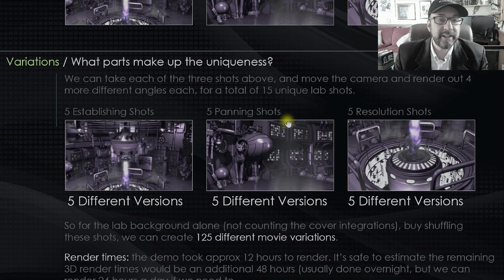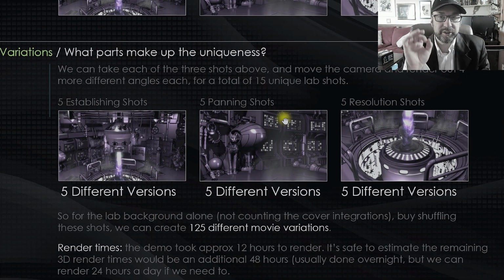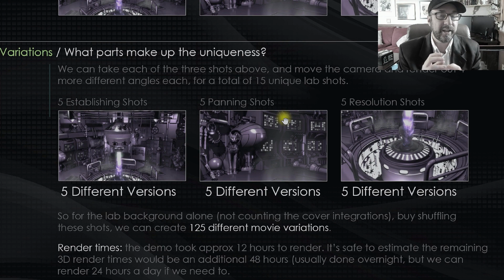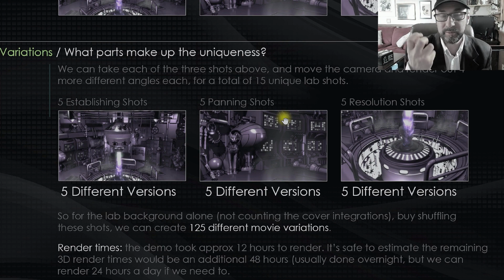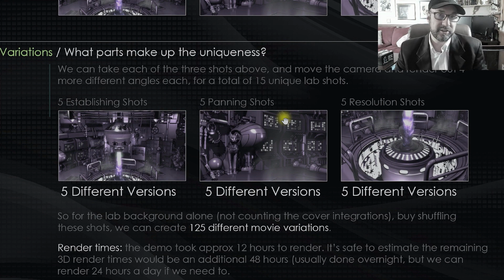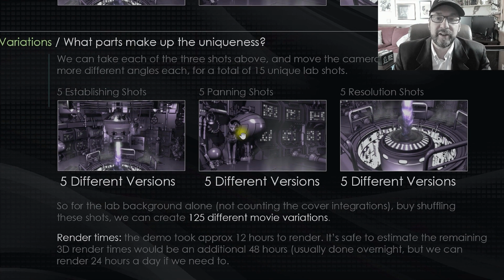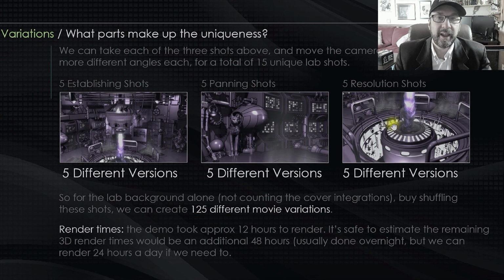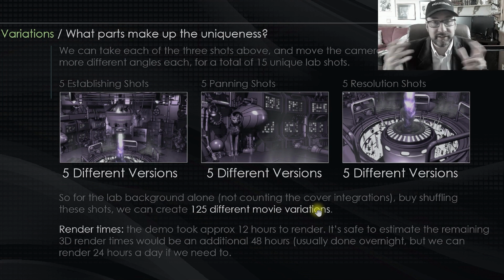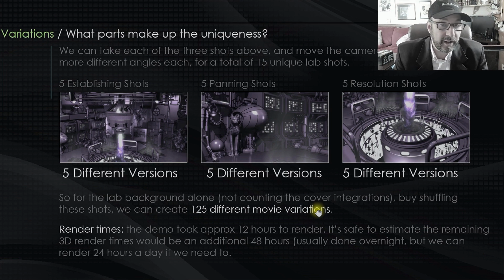So what makes up the uniqueness of this? Well, 2 parts. The first part is the 3D renders. We didn't want the 3D renders to repeat constantly over the same 3 shots. So we took these 3 shots and made 5 variations of each. There's 5 establishing, 5 panning, and 5 resolution shots, and that will combine to make 125 different movie variations if you swapped all the numbers up. 125 different variations is a far cry from the 5,000 that we actually need, right? I'm going to get to that in a second.